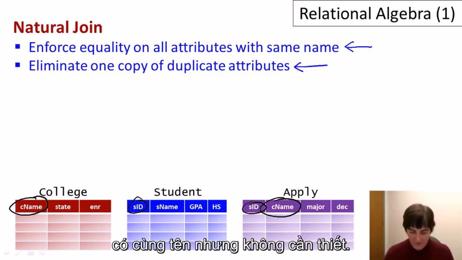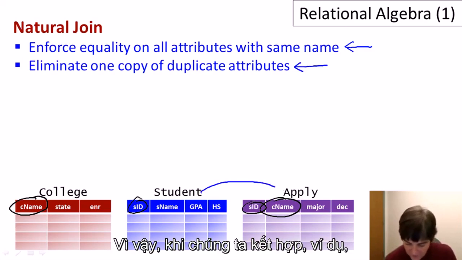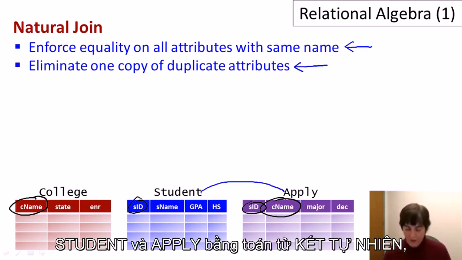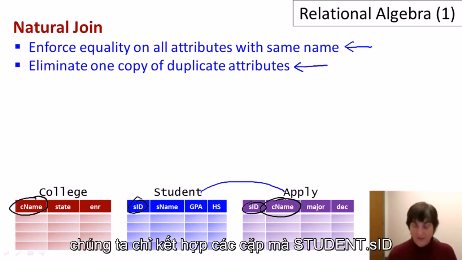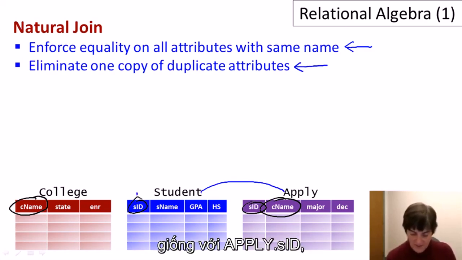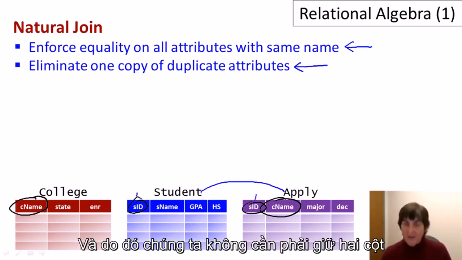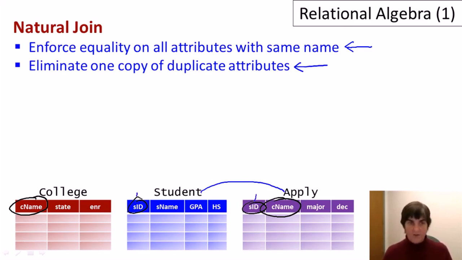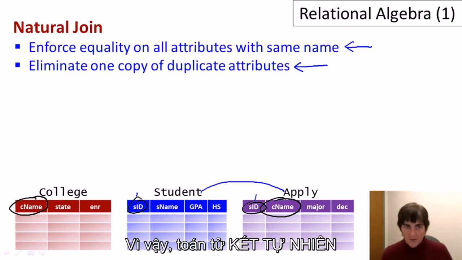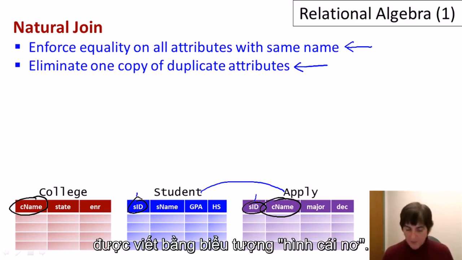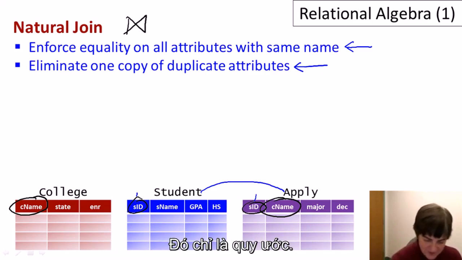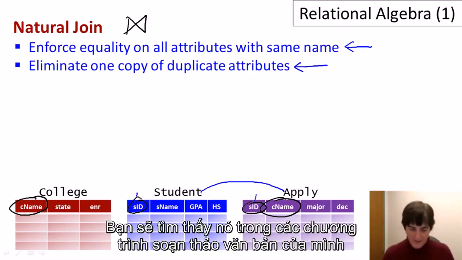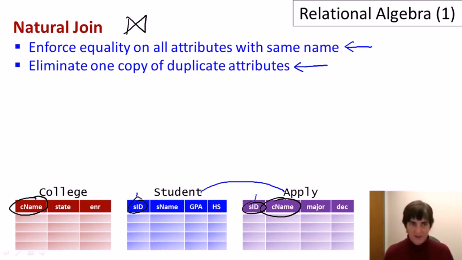Now, in addition, one more thing that it does is it gets rid of these pesky attributes that have the same names. So when we combine, for example, student and apply with the natural join, we're only combining tuples where the student SID is the same as the apply SID, so we don't need to keep two copies of that column because the values are always going to be equal. The natural join operator is written using a bow tie. That's just the convention. You will find that in your text editing programs if you look carefully. So let's do some examples now.